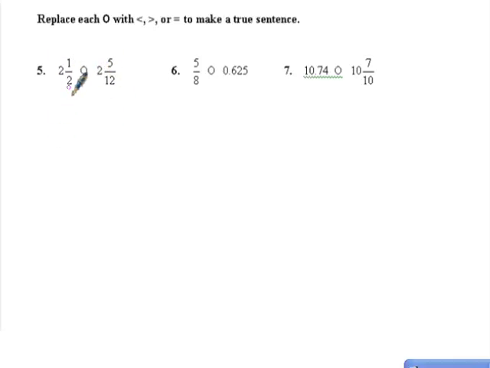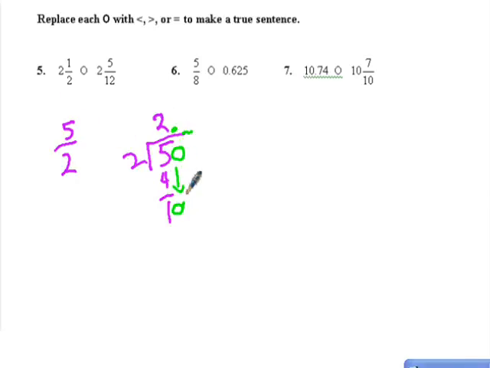So first, let's change it to an improper fraction. So we get 5/2, and 2 goes into 5 twice. You get 1 left over. So here I got to put a decimal point, add a 0, and 2 goes into 10 5 times. So that's 2.5.